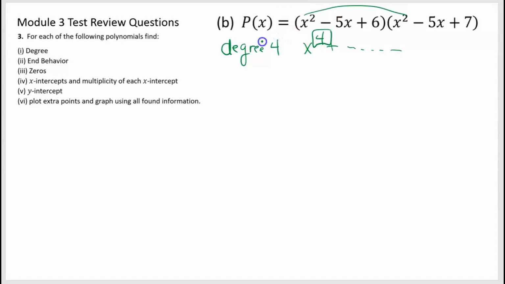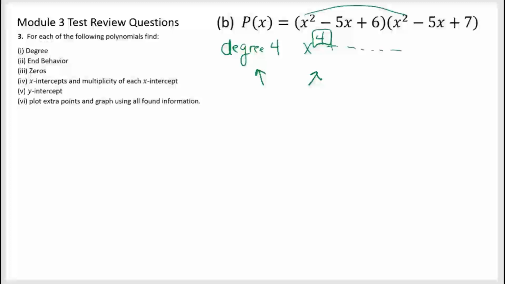Now, whenever you have an even degree, both ends are pointing in the same direction. I'm multiplying a positive 1 times a positive 1 again, right? So you have a positive leading coefficient, which means the left side is pointing upward and the right side is pointing upward. Very similar to the last one, actually.